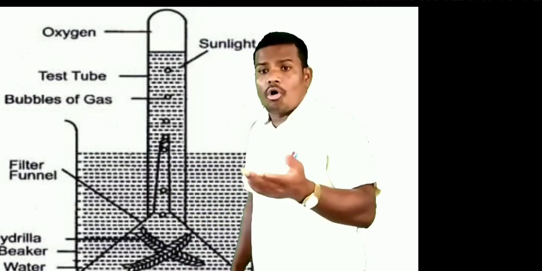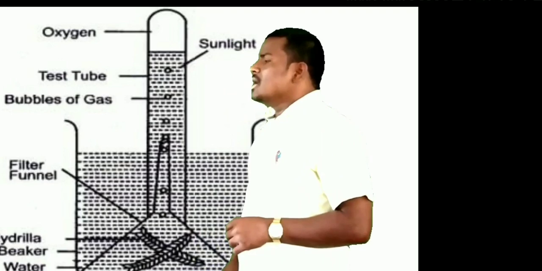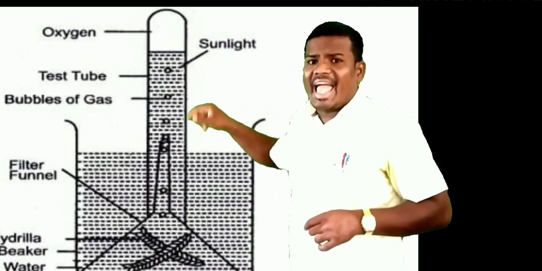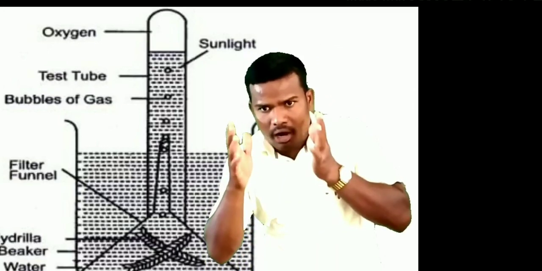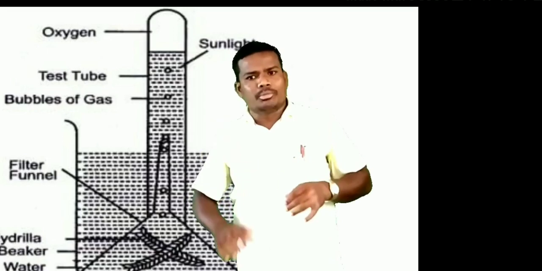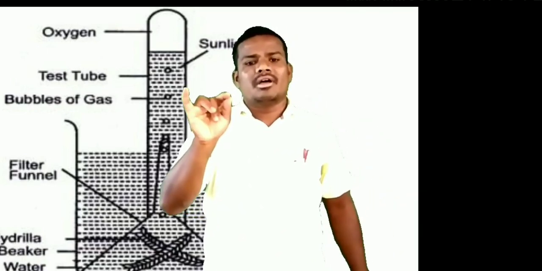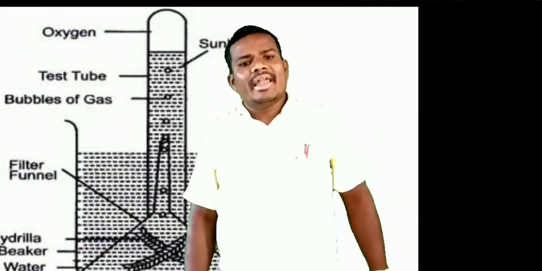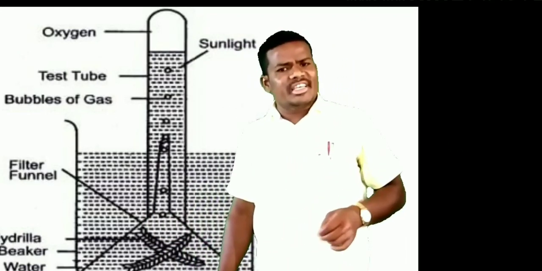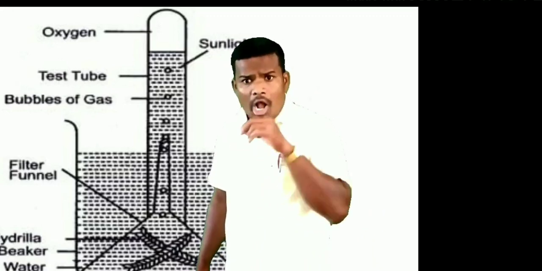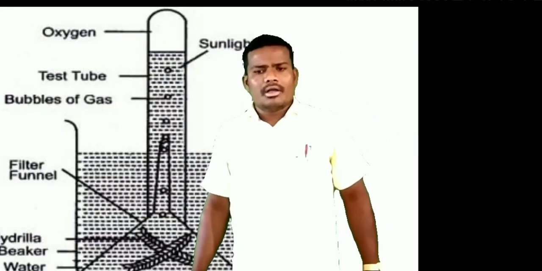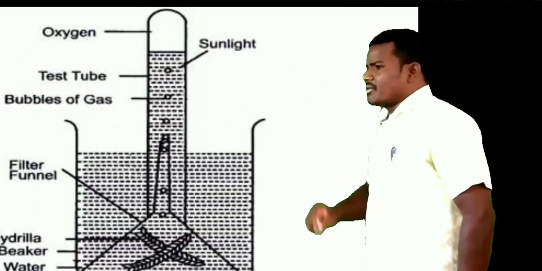How can we show oxygen is liberated? After a few hours these plants release gas bubbles, which are clearly observed in the inverted test tube. Gas bubbles are formed in the inverted test tube. Gas bubbles mean oxygen. How can we show it? Next, this is the procedure. The next step is observation.